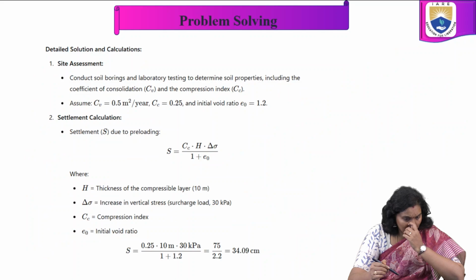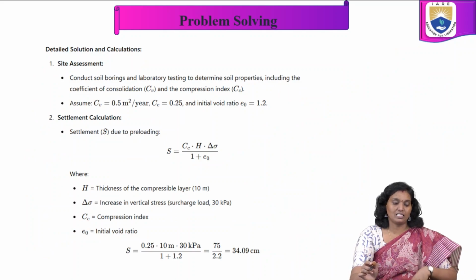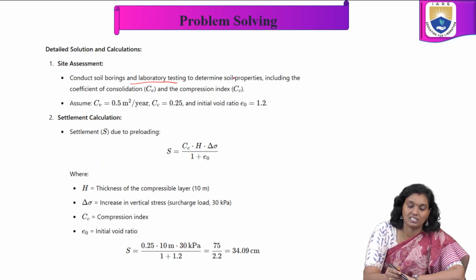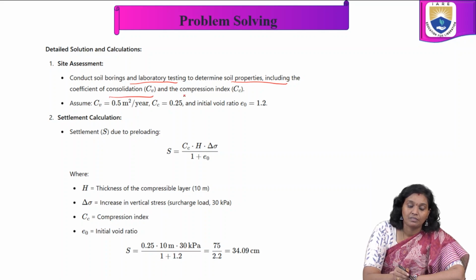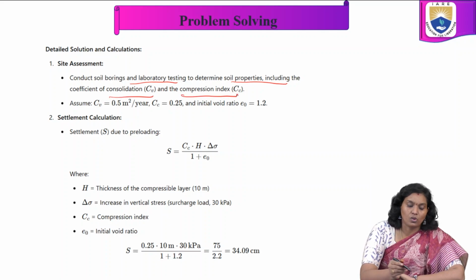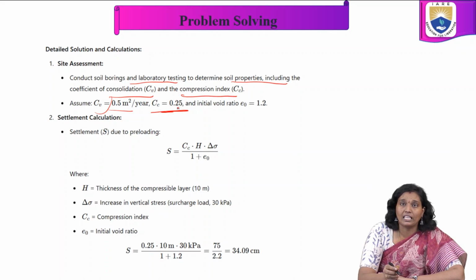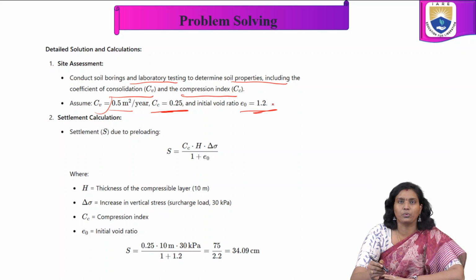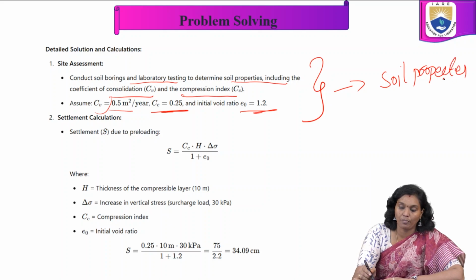The first thing we do in any kind of construction is the site assessment. Conduct soil borings and laboratory testing to determine the soil properties, including the coefficient of consolidation and the compression index. Assume Cv is 0.5 meter square per year, Cc is 0.25, and the initial void ratio is 1.2. These are the parameters based on the soil properties, and we conduct the required laboratory tests to understand them.